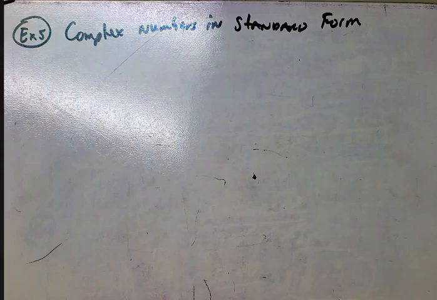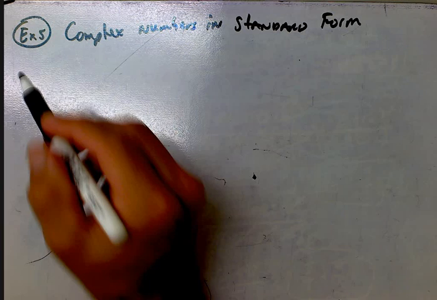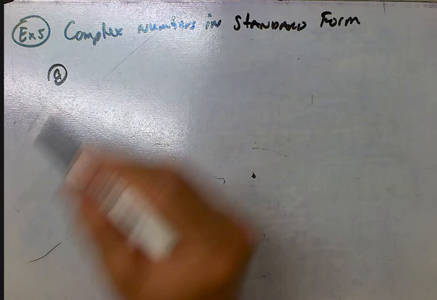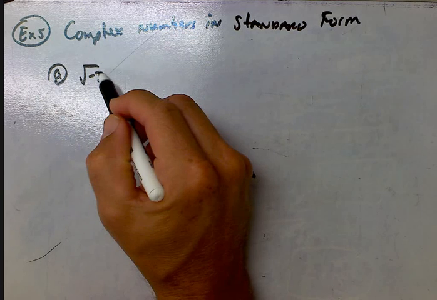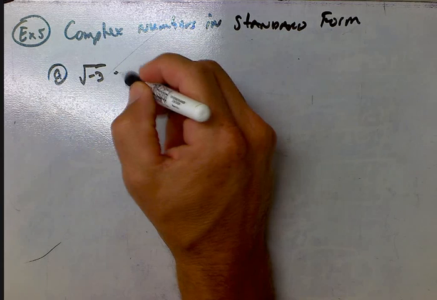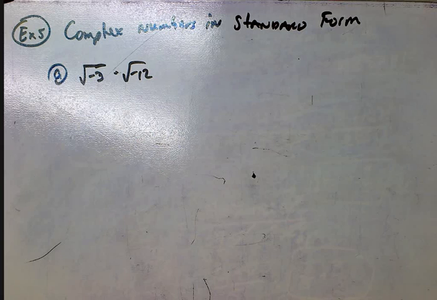All right, for example 4, we're going to do some math with some complex numbers and we're going to have to change them into standard form. So for A, it tells us it wants to take the square root of -3 times the square root of -12. The first thing I'm going to show you is what not to do.